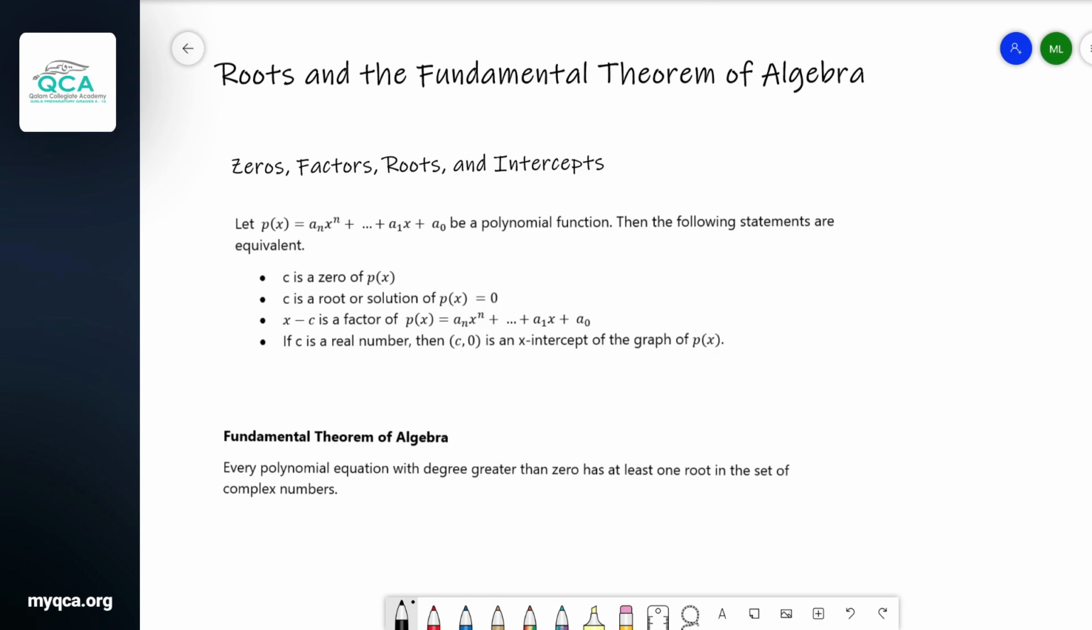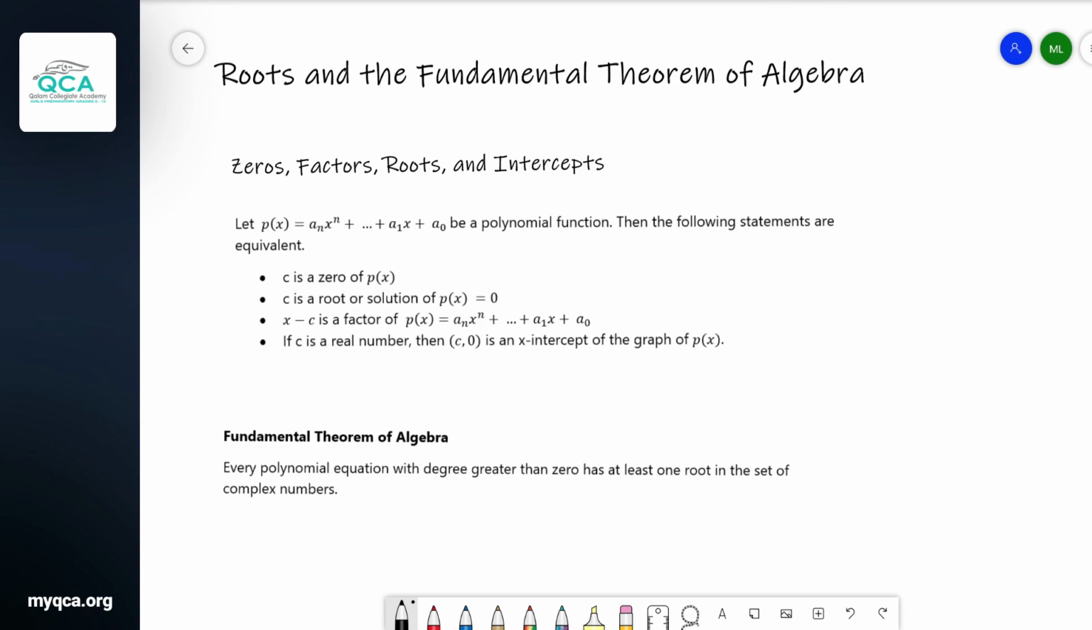Alright, so what makes algebra algebra? We have zeros, factors, roots, and intercepts. What do we know about zeros, factors, roots, and intercepts? What have we seen in the previous lessons that we've worked on in school?